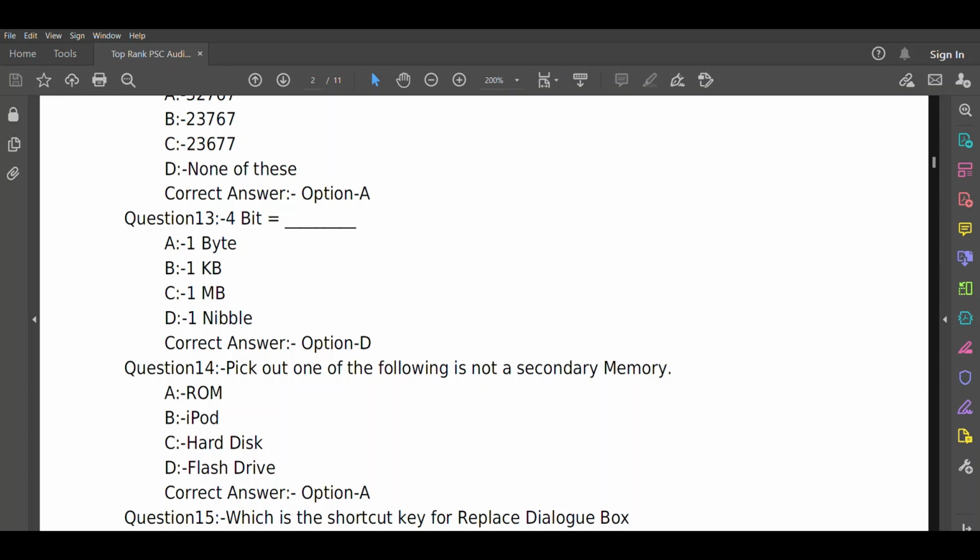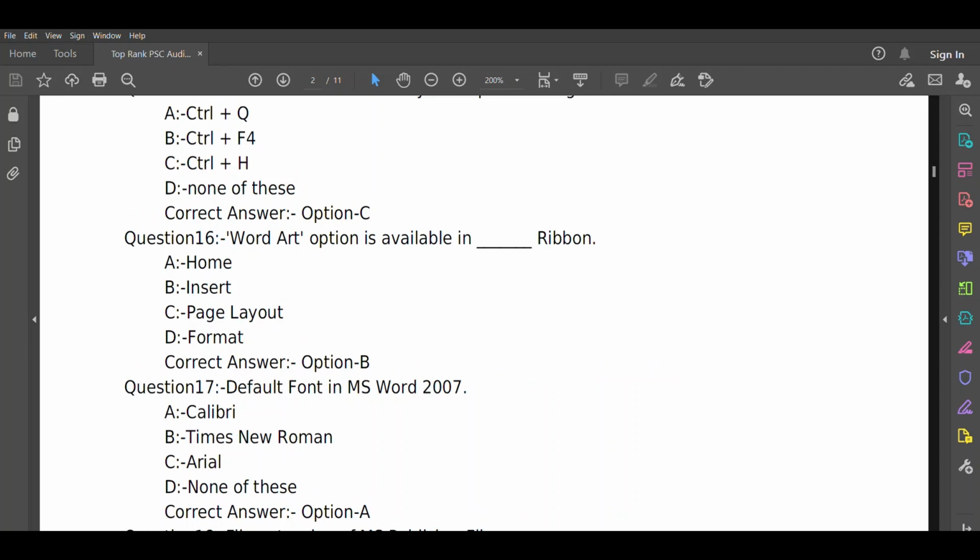4-bit is 1 nibble. Pick out one of the following that is not a secondary memory: ROM. Which is the shortcut key for the Replace dialog box? Ctrl plus H. WordArt option is available in the Insert ribbon.